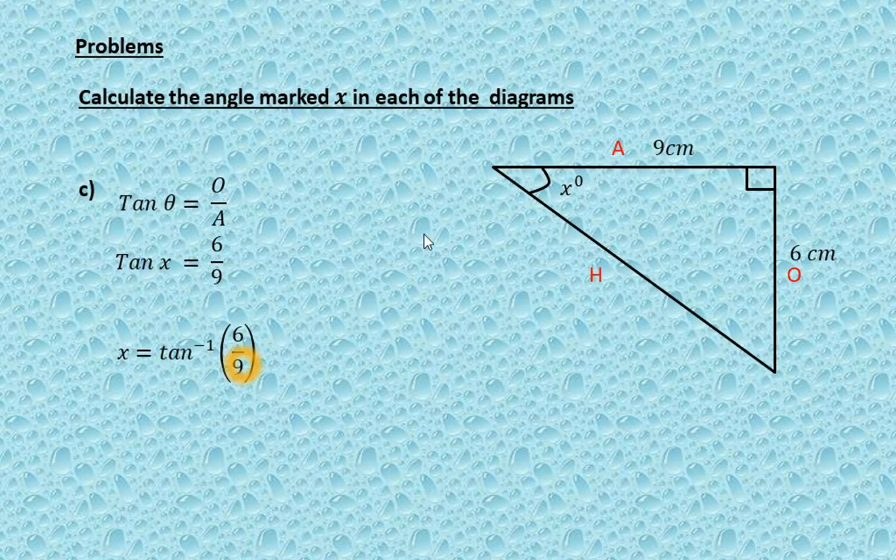Here this is x. We have to find this angle x in a right triangle. The opposite side is given, and the adjacent side is also given. That is, we can use tan. Then you can directly write the answer like this: tan inverse 6 by 9. Then we will get the answer.